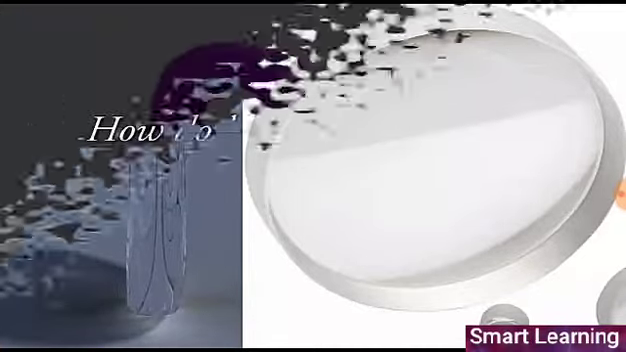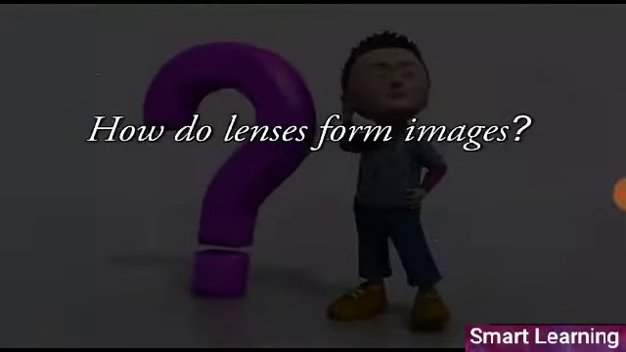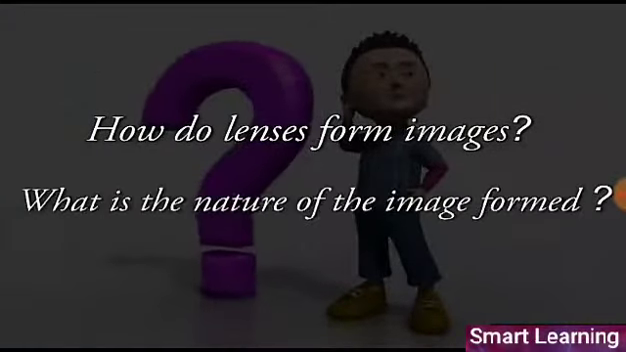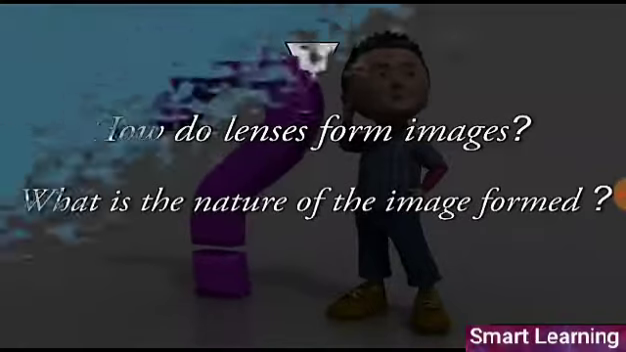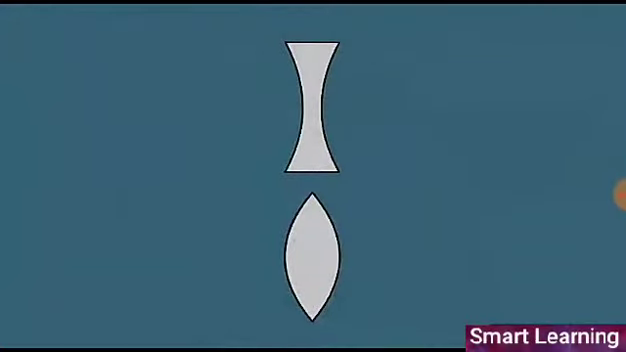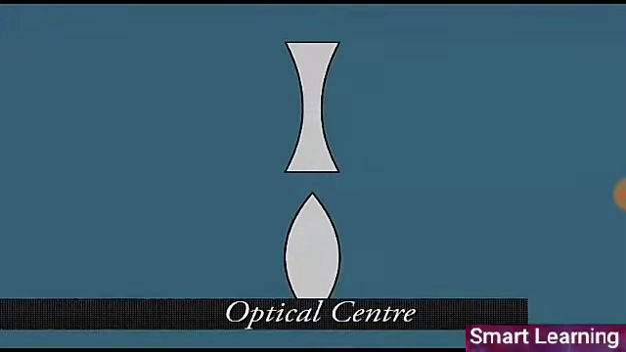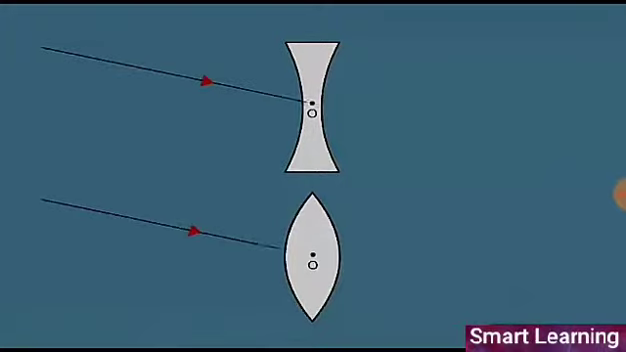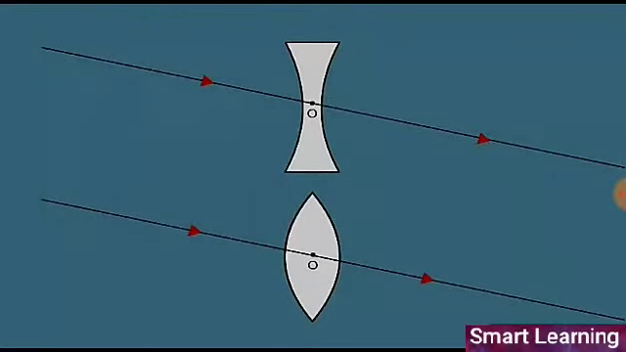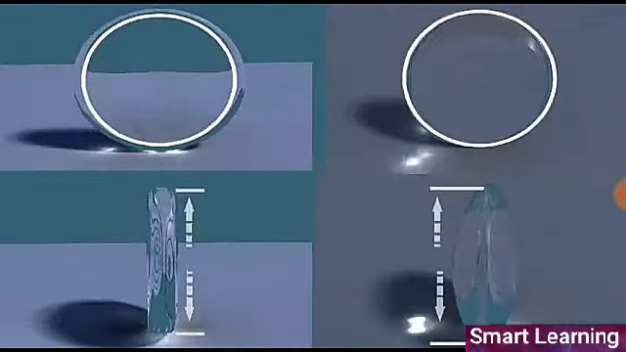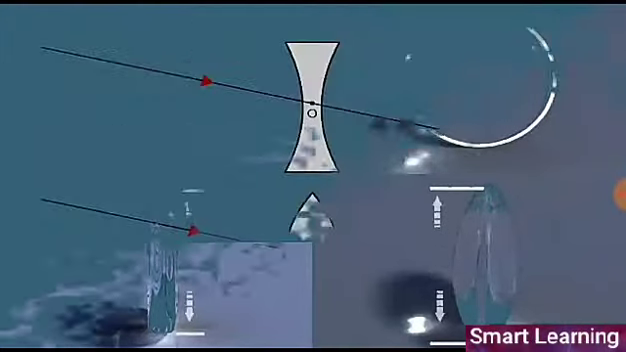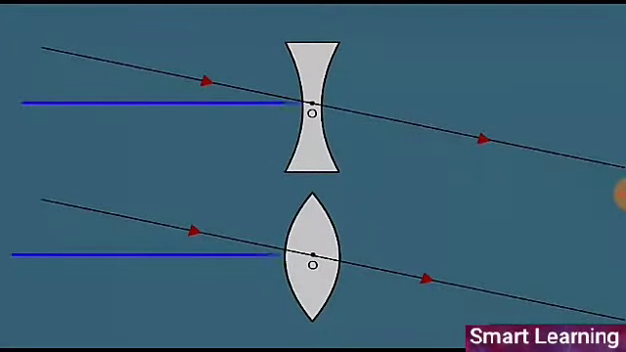Now the question arises, how do lenses form images? What is the nature of the image formed? These lenses form images by refracting light. The center point of a lens is called its optical center. A ray of light passing through the optical center does not suffer any deviation. The aperture of a lens is the diameter of the circular edge of the lens. An imaginary straight line passing through the center of curvature of the two surfaces of the lens is called the principal axis of the lens.